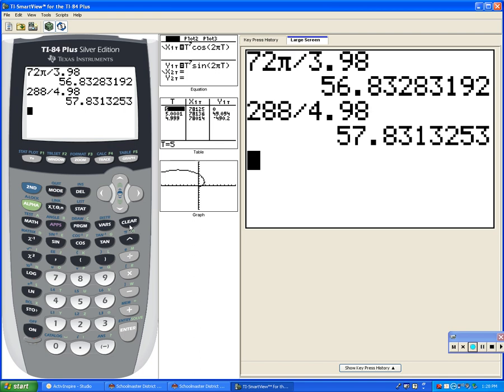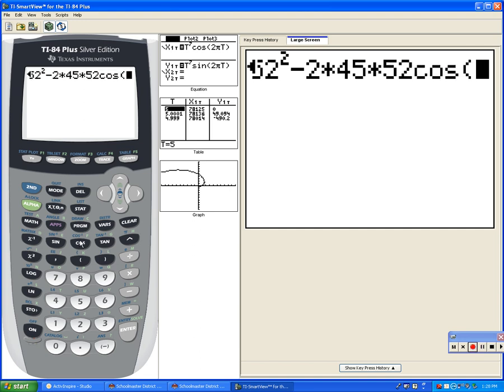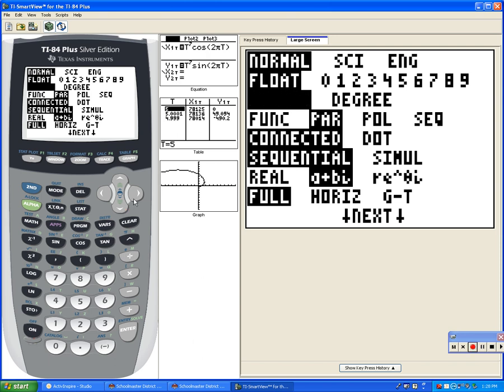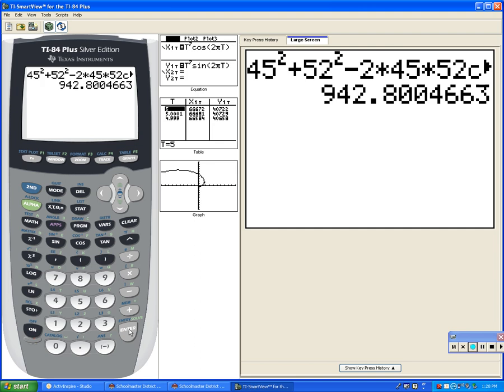So what I'm going to do is I am going to go, what was the first side, 45? I'm going to go just simply 45 squared plus, the other one was 52 squared minus 2 times 45 times 52 times the cosine of the angle, which was 36. And as long as I am in degrees, which hopefully all of you are, then I should get an answer that looks like that. Okay? So, like I said, it looks scary, but it really isn't.